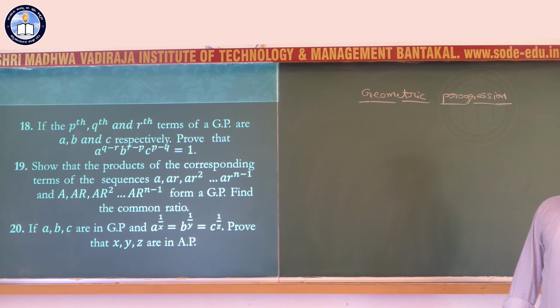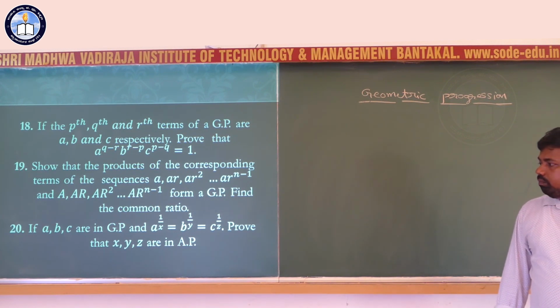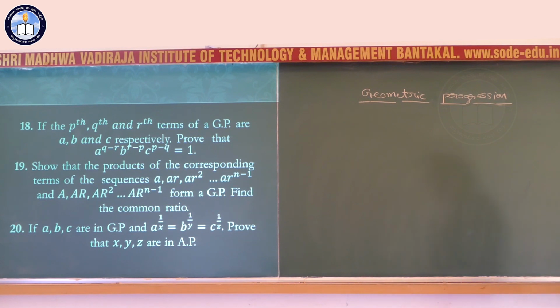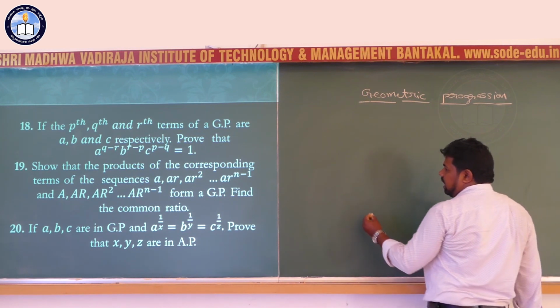If A, B, C are in geometric progression and A power 1 by x equals B power 1 by y equals C power 1 by z, prove that x, y, z are in arithmetic progression. This is a problem in our miscellaneous exercise. Here given A, B, C are in geometric progression.